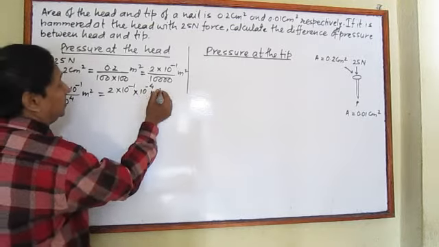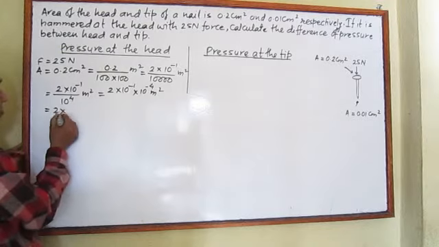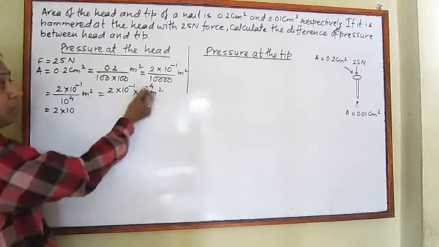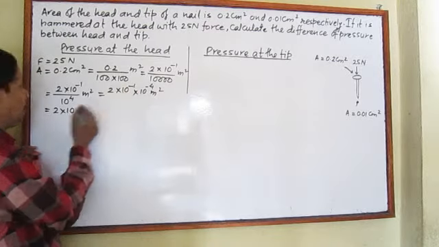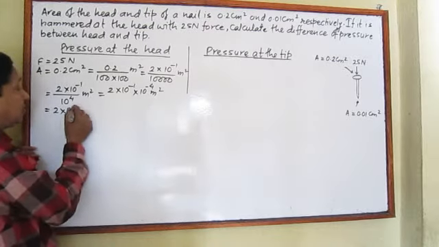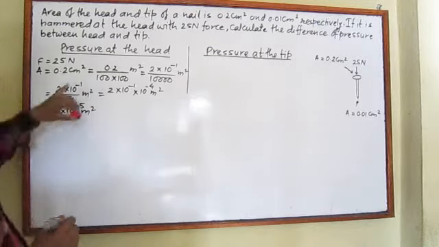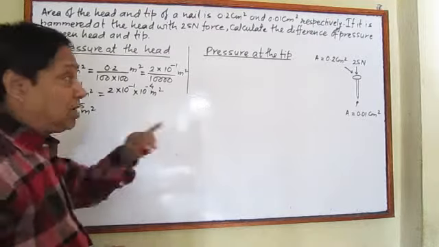Now meter square. And this value is equal to 2 into 10 to the power minus 1 minus 4. Same base, that's why power can be added or subtracted. That's why minus 1 minus 4 becomes 10 to the power minus 5. This is the area of the head, now converted into meter square.